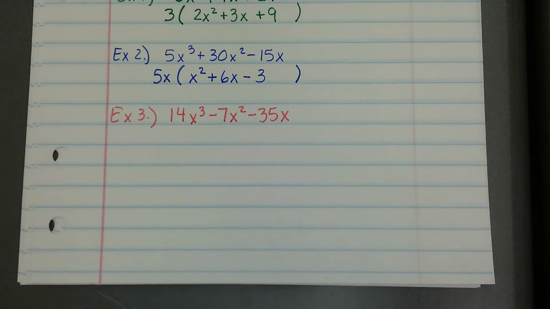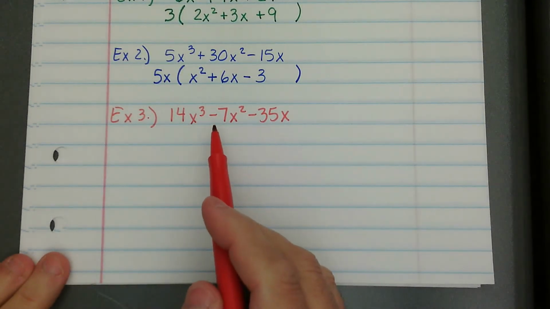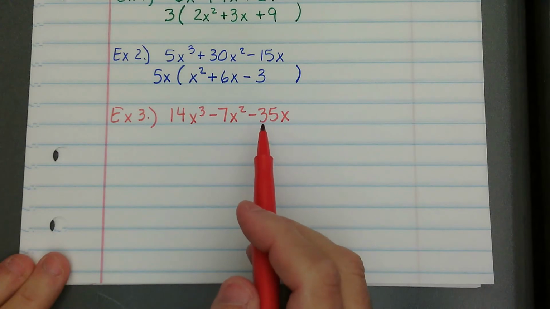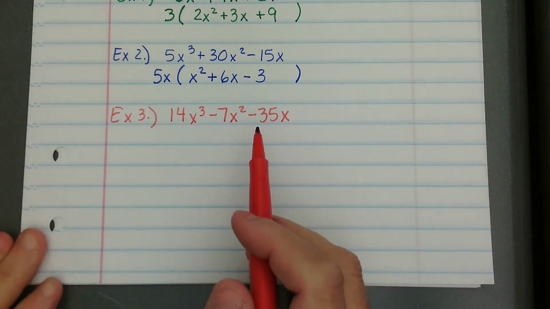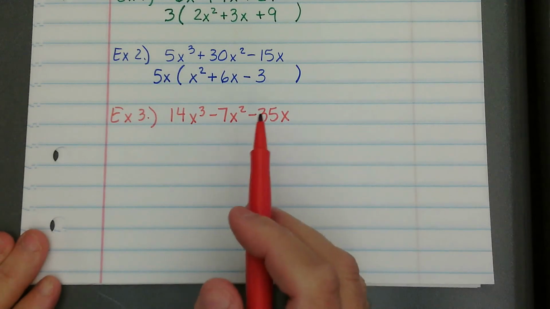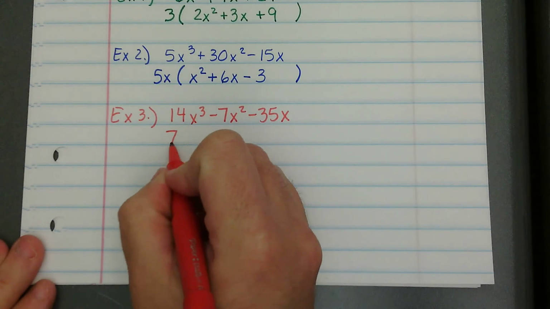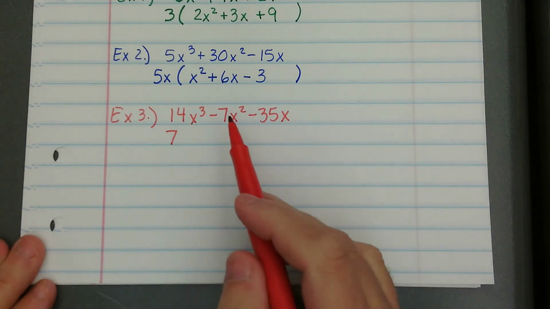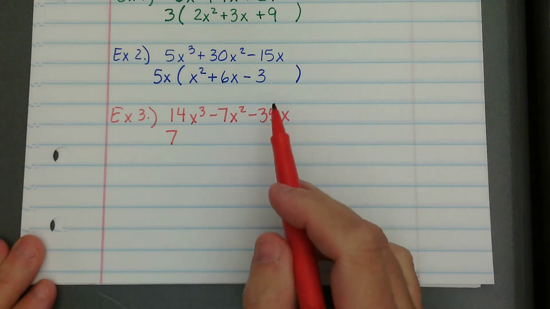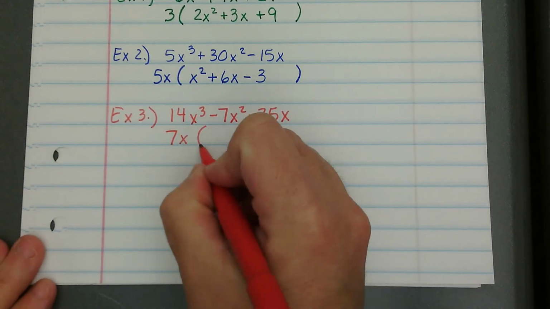Next example. Here we have a 14, a 7, and a 35. Because all of these have a factor of 7, that's going to be my GCF. 7 is the biggest number that goes into all of those. Do each of them have an x term? Yes. What's the lowest exponent x that's available? Just a regular old x. So that's going to be my GCF.